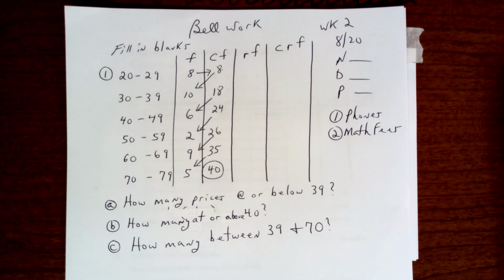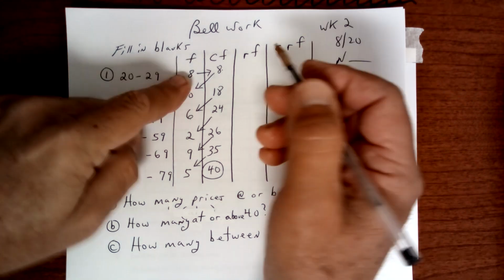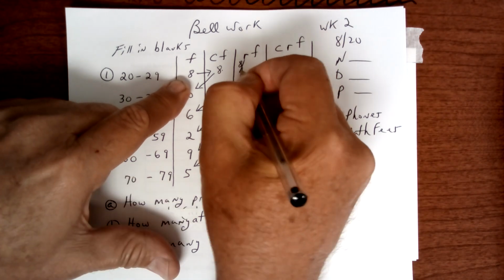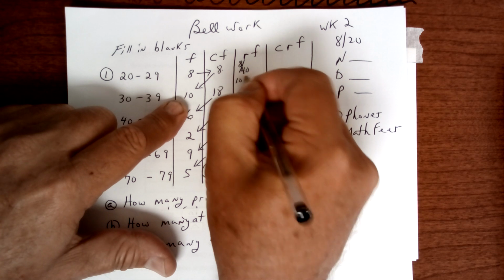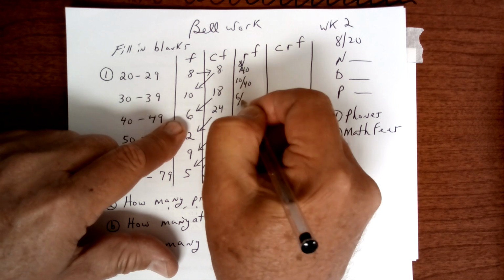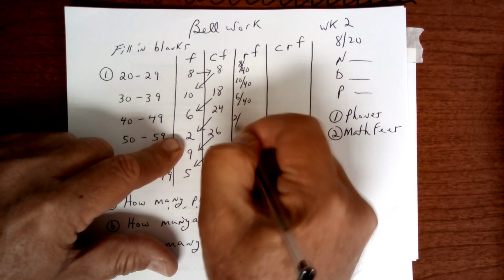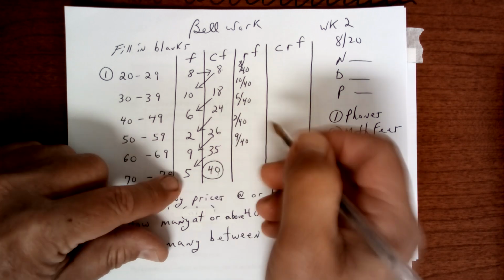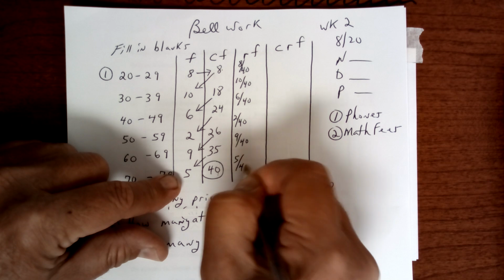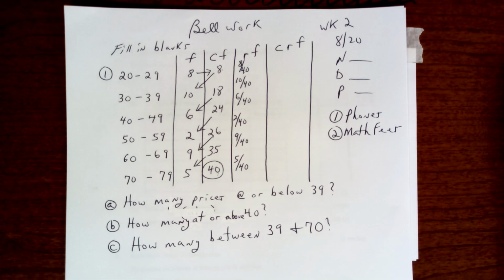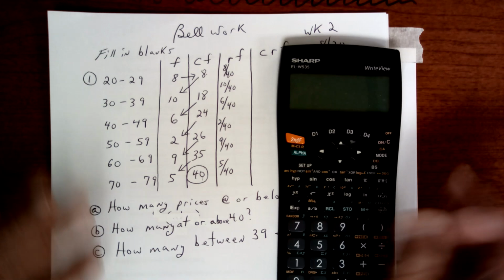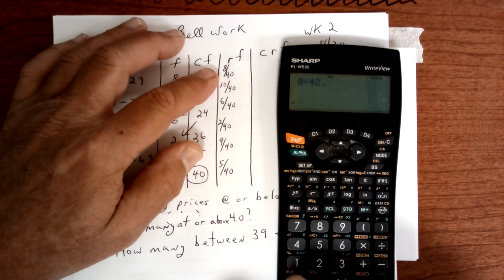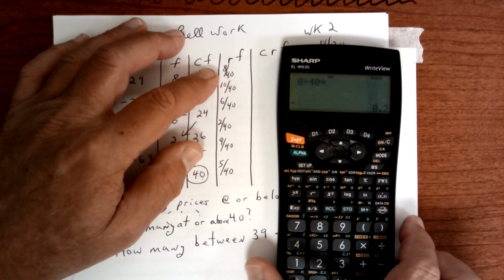Relative frequency, you're going to take each one divided by the total. So each one divided by the total. And then you got to use your calculator. Okay? Once you do that, to do cumulative, and you got to figure these out. So 8 divided by 40 is going to give you 0.2.